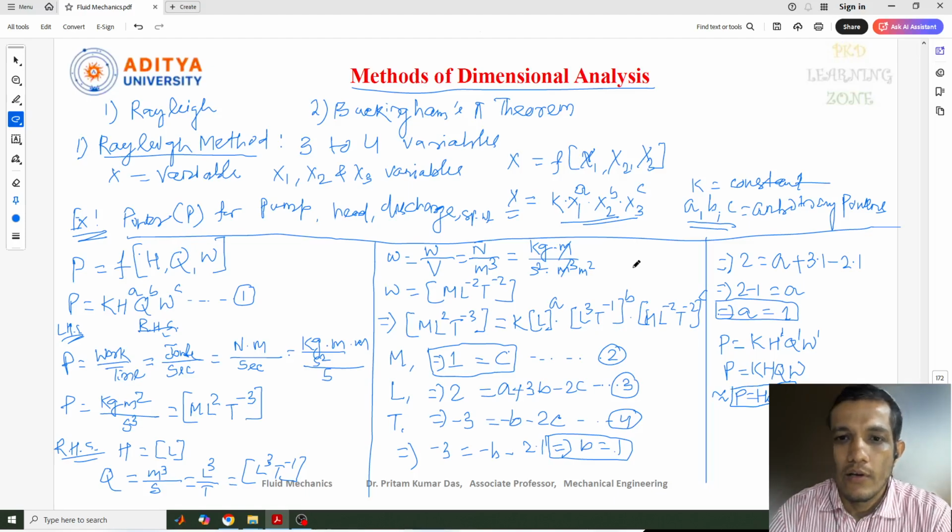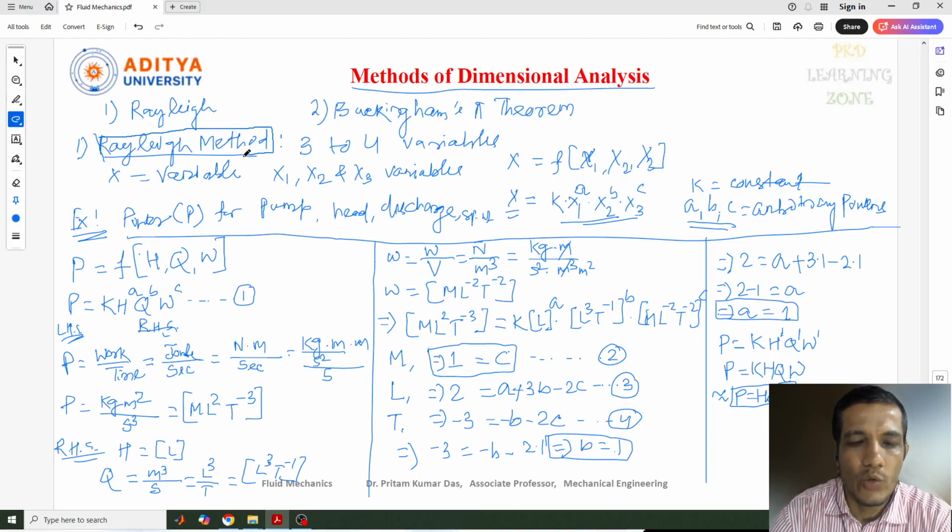So this is one method, as I told you, the Rayleigh method, where 3 to 4 variables are given and we can identify the correlations between them. In this problem I have taken only 3 variables. In the next lecture, in the next problem, we'll see when 4 variables are given, how to solve that. That is slightly different from this one.